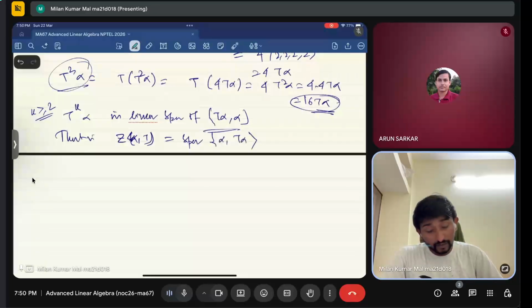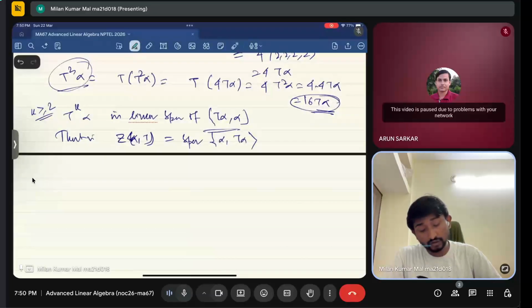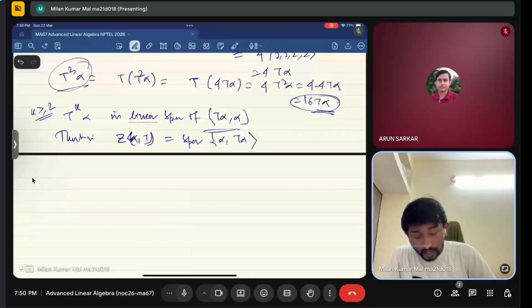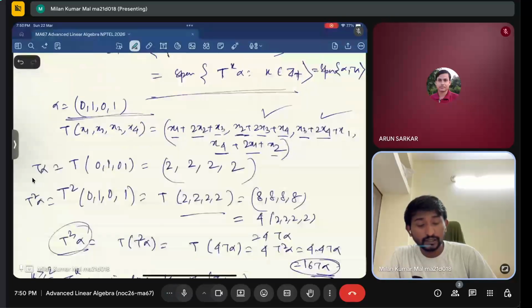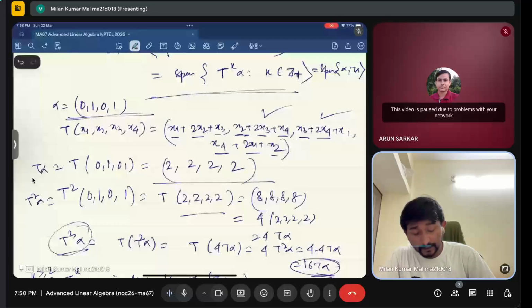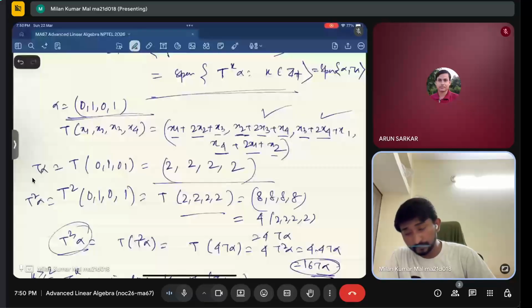But note that what is alpha? Alpha is actually 0 1 0 1 and T alpha is actually 2 2 2 2. Clearly alpha, equal to 0 1 0 1, and T alpha, which is 2 2 2 2, are linearly independent. You can easily check. That is, this is a basis of Z(alpha; T).